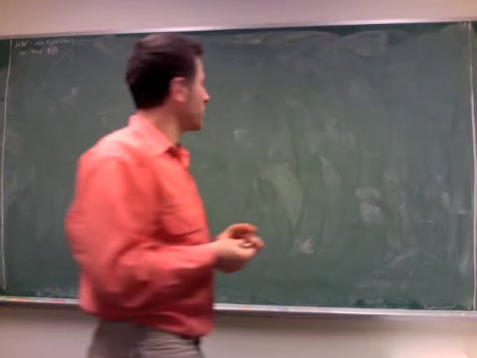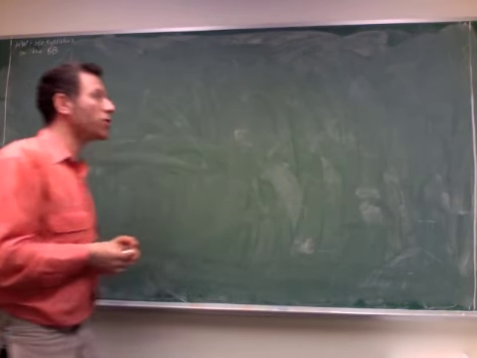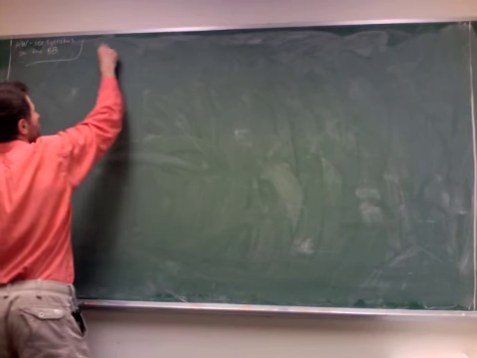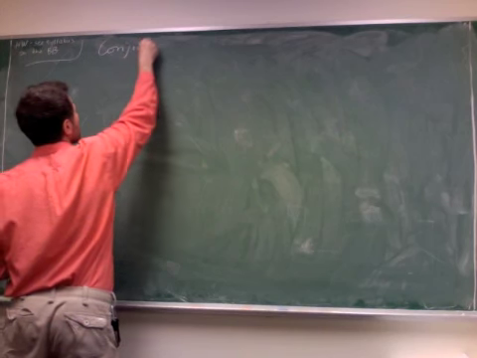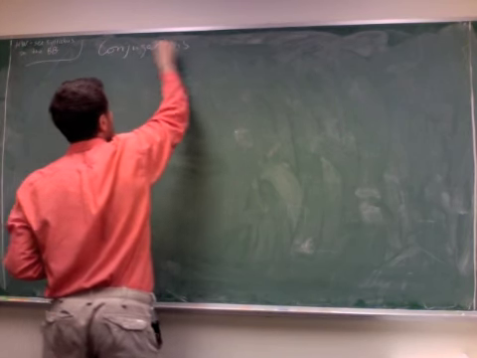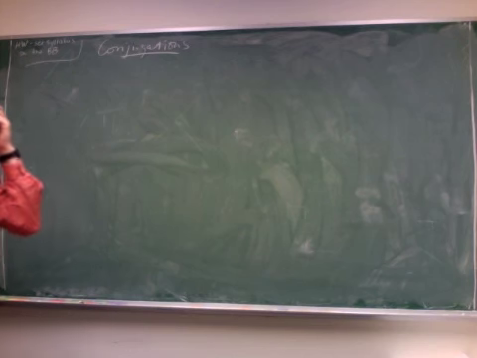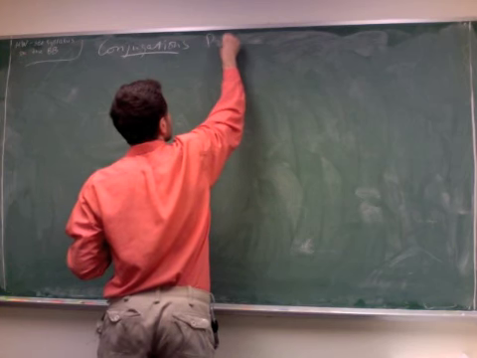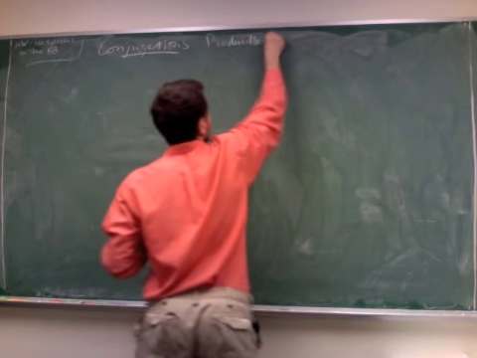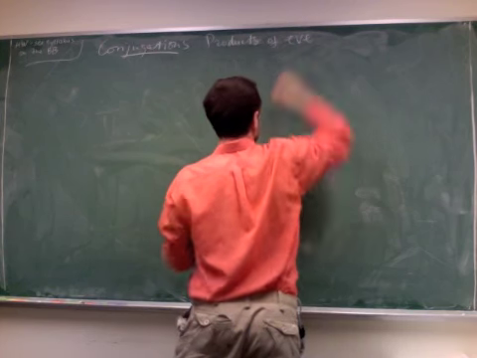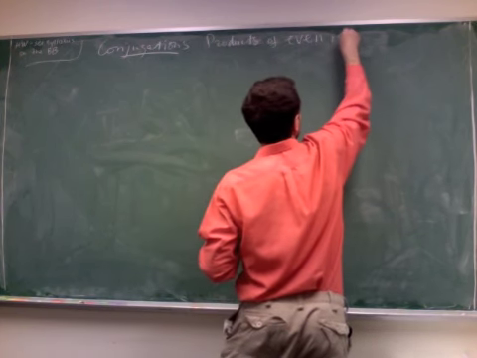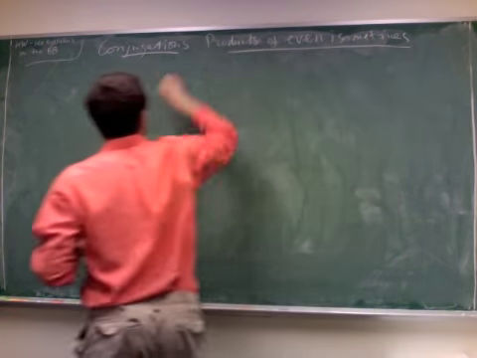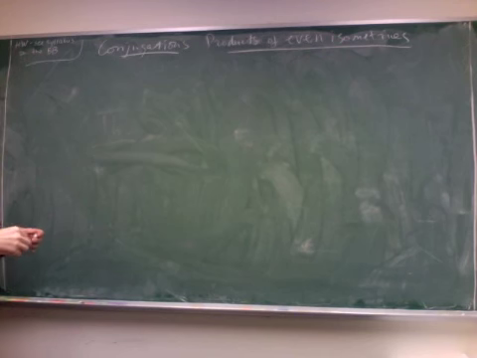So today we will recall what we did last time, meaning conjugations, and also move ahead with products of even isometries. And finally, we will discuss dihedral groups.